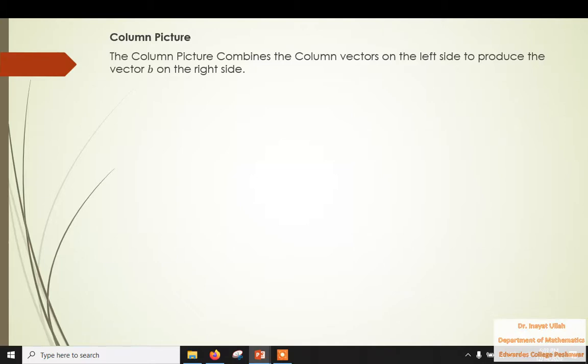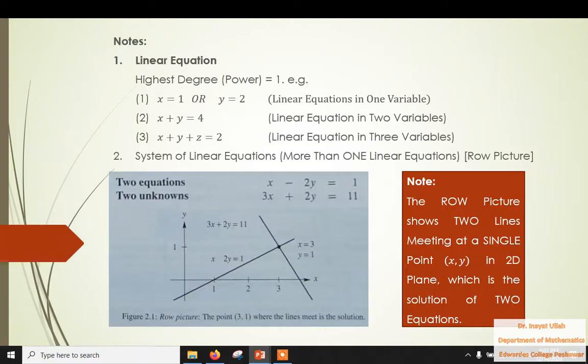It means that if you go backward, just look at this equation. This equation comes from those two linear equations. Let me go back. These two linear equations: if you take x common from this column, 1 will be left here and 3 will be left here. So x times (1, 3) plus, if you take y common, that will be (-2, 2), is equal to (1, 11).